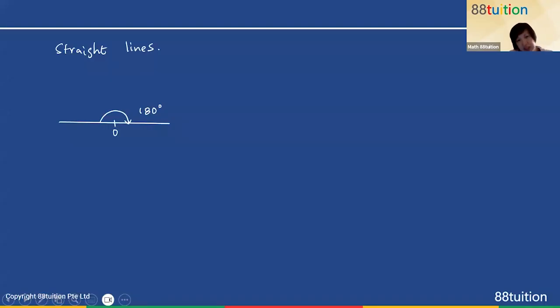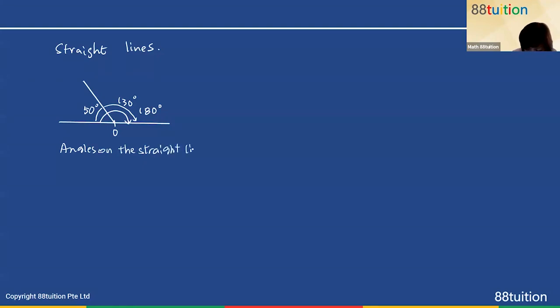Okay, so if this is a straight line and then you have an angle here. So for example, this angle is 50 degrees, and this one must be 130 degrees. Okay, we call these angles on the straight line. So you must understand this property. It's a total of 180. That is angles on the straight line.